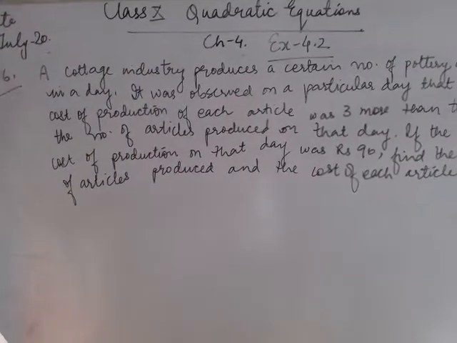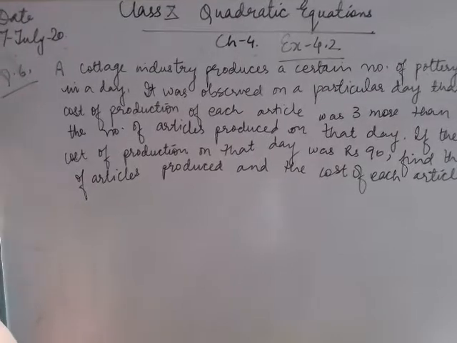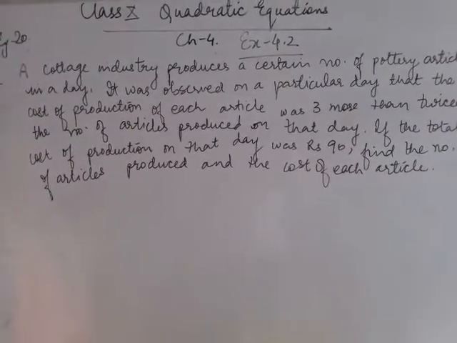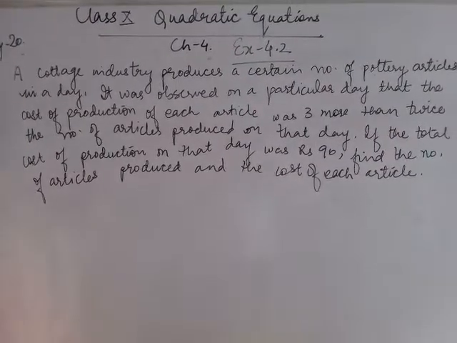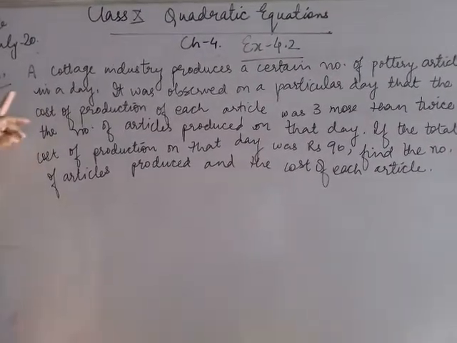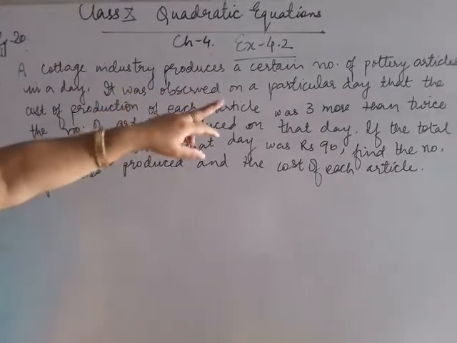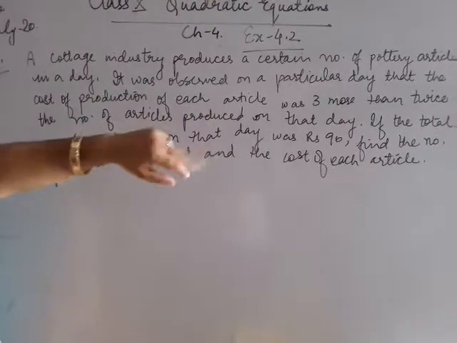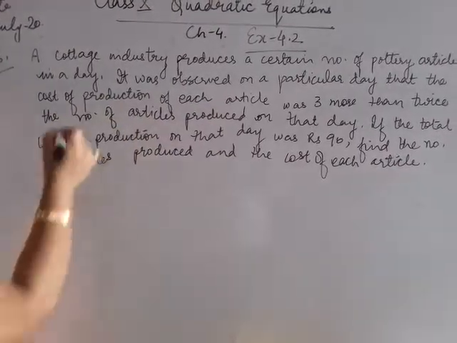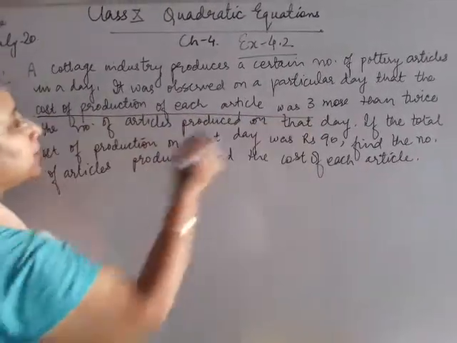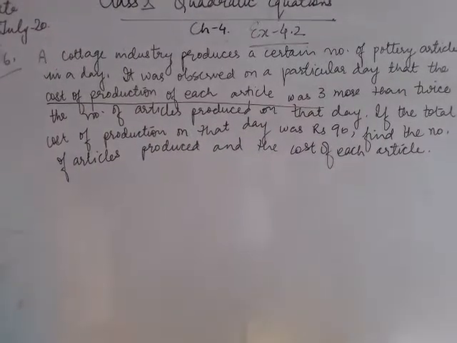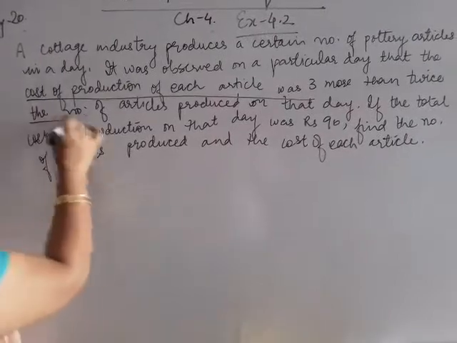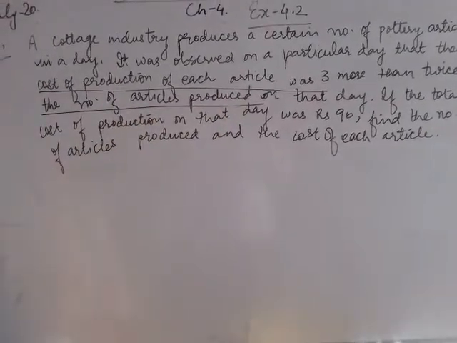Now the exercise 4.2, question number 6. From question number 1 to question number 5, these are your homework and you have to do it in your notebook very clearly. Now the question says, a cottage industry produces a certain number of pottery articles in a day. It was observed on a particular day that the cost of production of each article, now the important data is the cost of production of each article, was 3 more than twice the number of articles produced on that particular day.